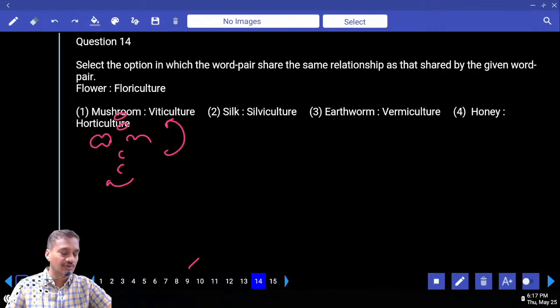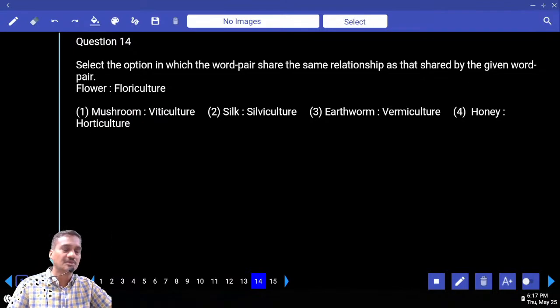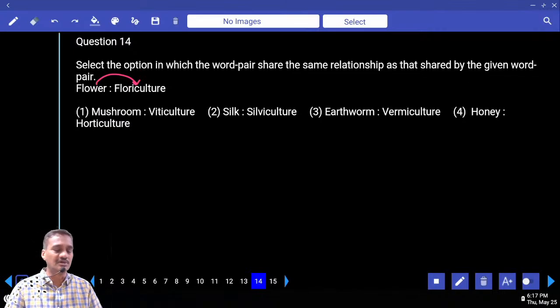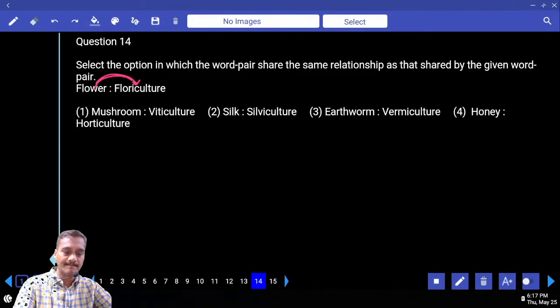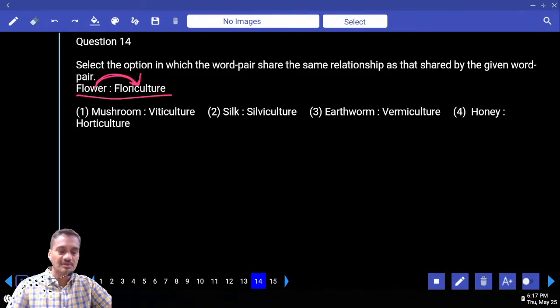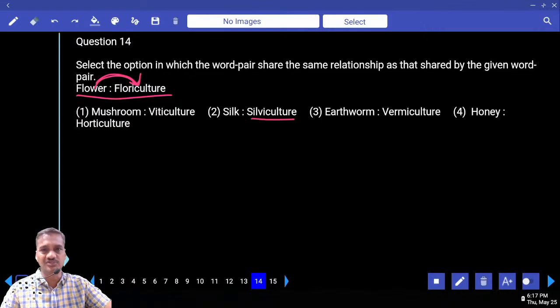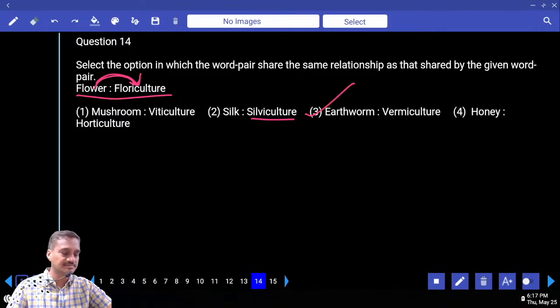Then the 14th one, flower. Now flower and floriculture, what is the relation between these two? The cultivation of flowers is called floriculture. In the same way, silk is sericulture, and earthworm is vermiculture. Choice 3.